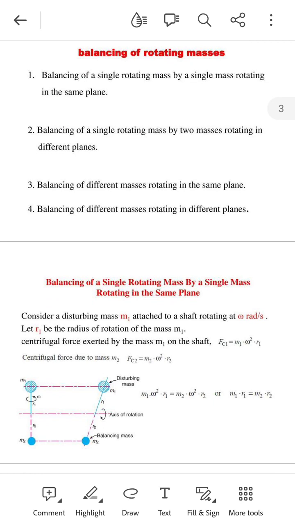First one, balancing of a single rotating mass by a single mass rotating in the same plane. This is the diagram. Consider the disturbing mass m1 attached to a shaft rotating at omega radians per second. Let r1 be the radius of rotation of the mass m1. Centrifugal force exerted by the mass m1 on the shaft, Fc1, is equal to m1 omega squared into r1. Centrifugal force due to mass m2, Fc2, is equal to m2 omega squared into r2.